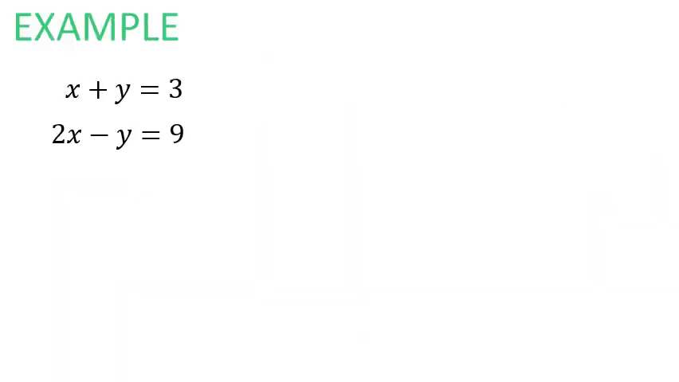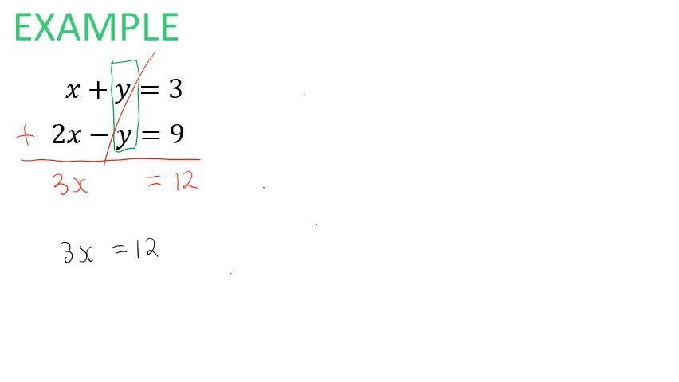All right, let's try a full example. My first step, find the matching variables. These two match. Then decide if I'm going to add or subtract them. If I add them, yep, that'll cancel them out. So x plus 2x, 3x. Y plus negative y cancels out. 3 and 9 is 12. All right, so I've got 3x equals 12. I need to solve this to find out what x is. So I use my inverse operations. Divide by 3. X equals 4.